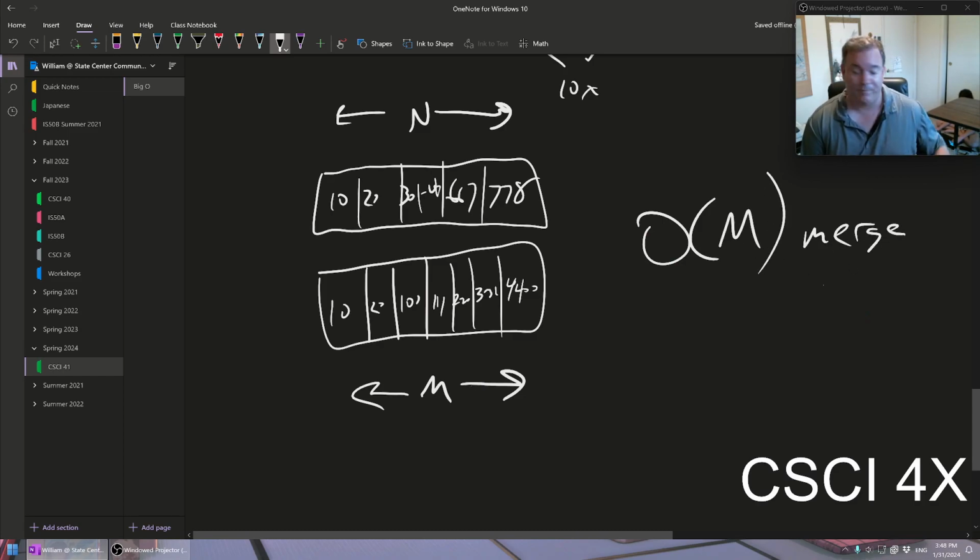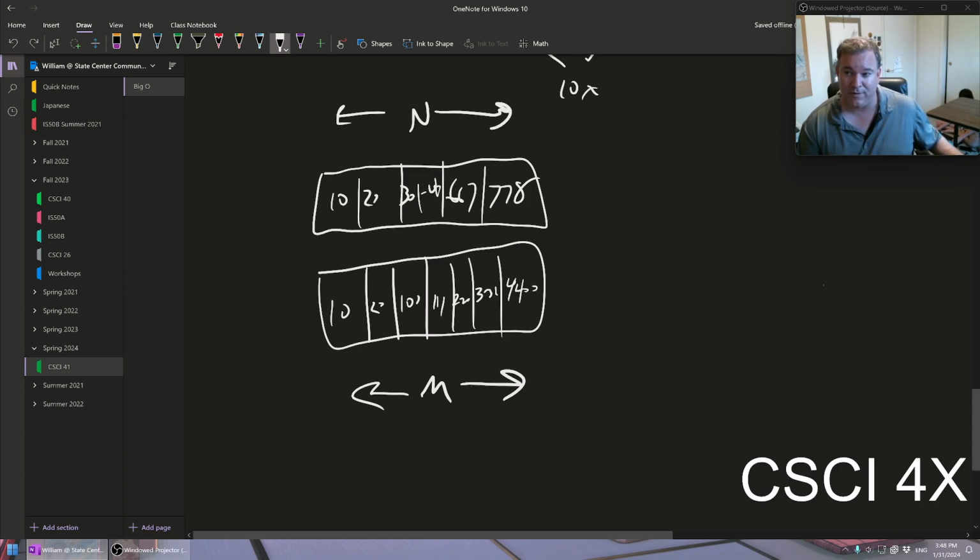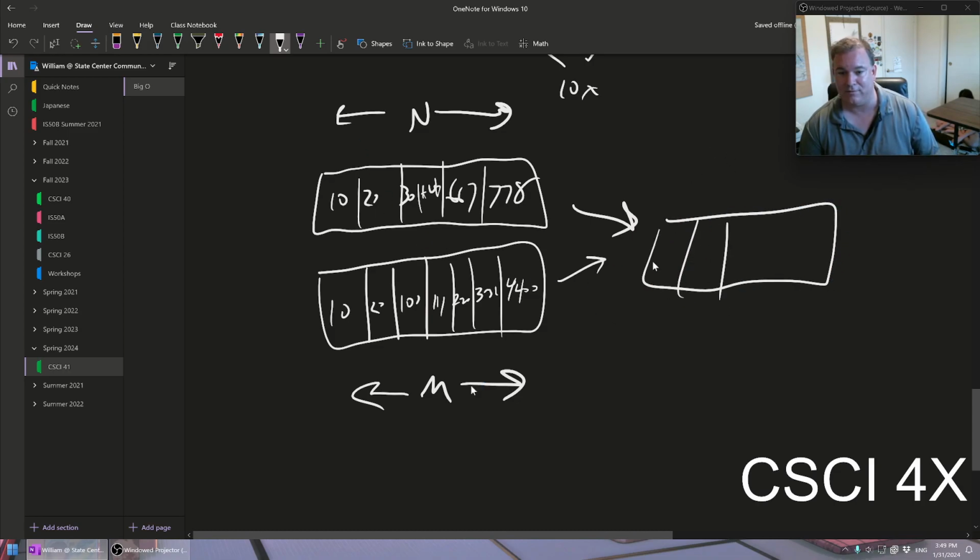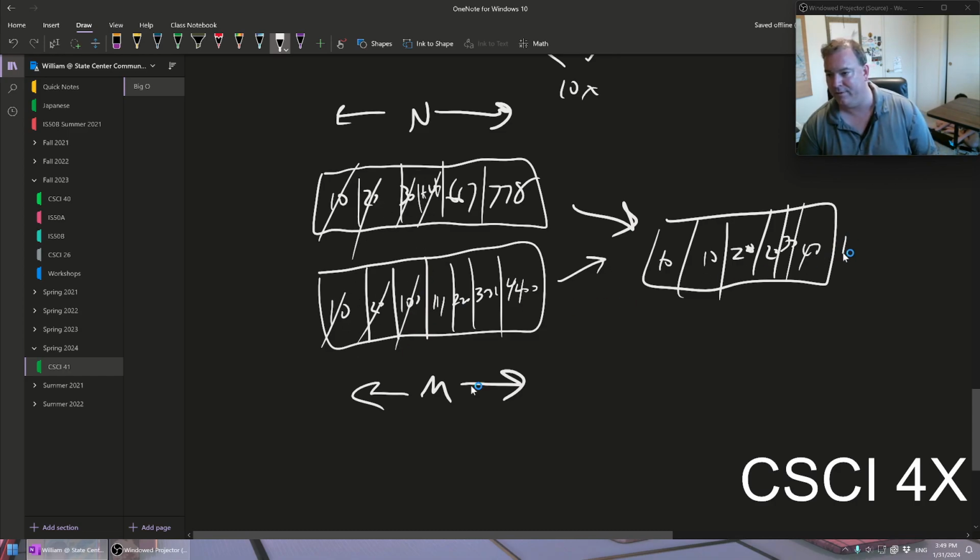Now, what if we were going to combine these two things, and let's say they're sorted, and we want to do what's called a zipper merge? We're going to combine them together in a sorted fashion. So it's going to be 10, 10, 20, 20, 30, 40, 100. What's the running time of that?